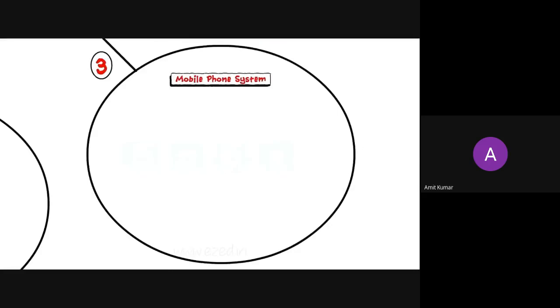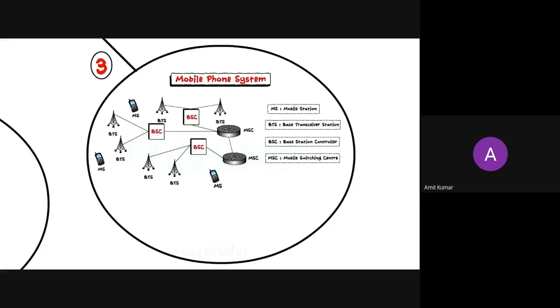Whenever a call is initialized, the signal follows the sequence: MS to BTS, BTS to BSC, BSC to MSC of area 1, from MSC 1 to MSC of area 2, from MSC to BSC, from BSC to BTS, and from BTS to the receiving MS or user.